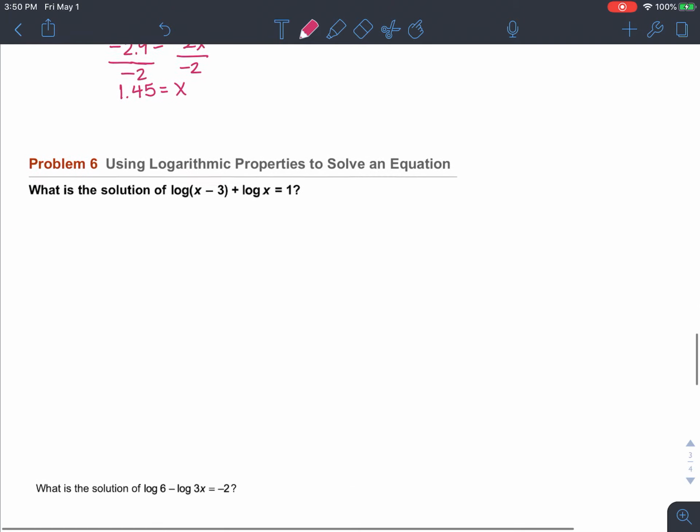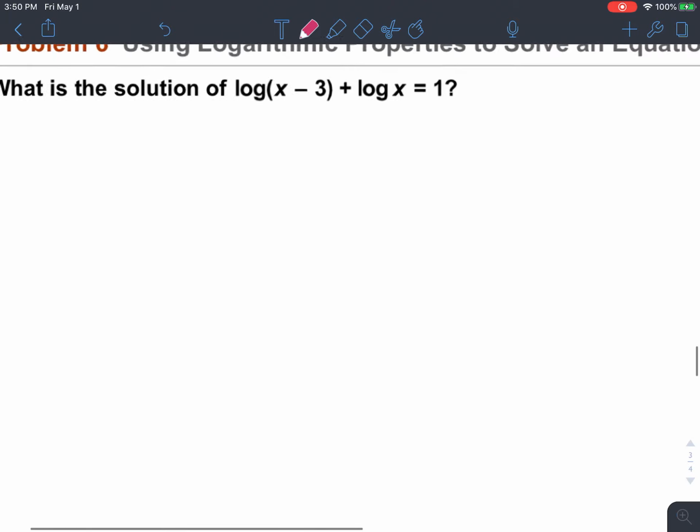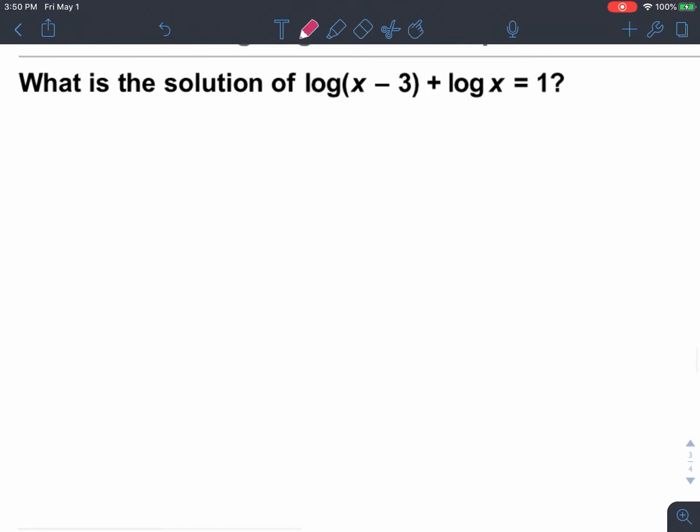Okay. Let's look at this example. Now, if you notice here, I have multiple logs. The only way you're going to solve a logarithmic equation if you have multiple logs is to condense it into one log, or it's just not going to work. So even though it doesn't say condense, you have to be able to recognize when to condense. You have to get this into one log.